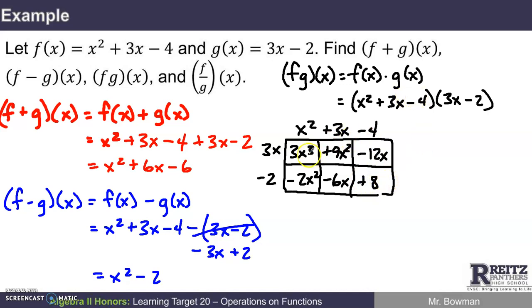And if I want to write that in standard form, and I do, I've got 3x cubed. 9x squared minus 2x squared is plus 7x squared. Negative 12x minus 6x is minus 18x. And I got my plus 8.